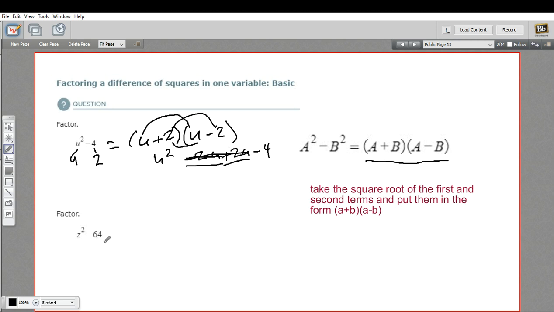Let's try one more for practice. When you see a difference of squares, I've got z squared, I've got 64, a minus sign in between. I can take the square root of both of these. I think the first thing to do is to take the square root of both of those so you know what your a and b are. So here's z, that's the square root of z squared, and the square root of 64 is 8. And then we'll just put it in this form. So that would be z plus 8 times z minus 8. And that's really all there is to factoring a difference of squares.